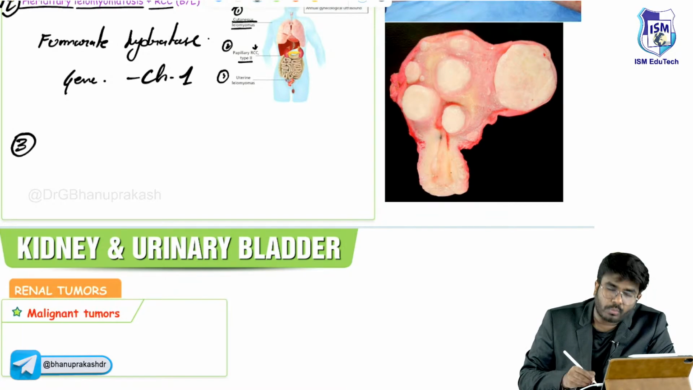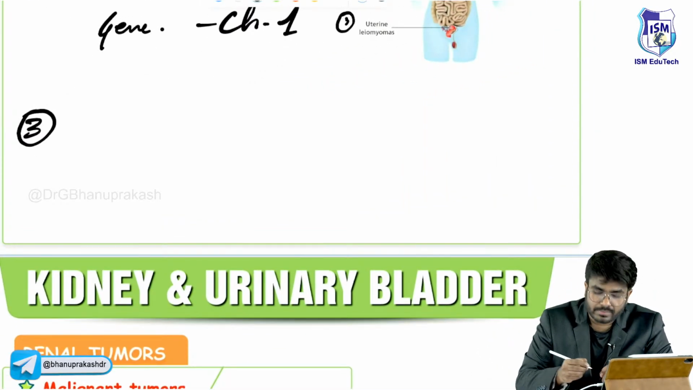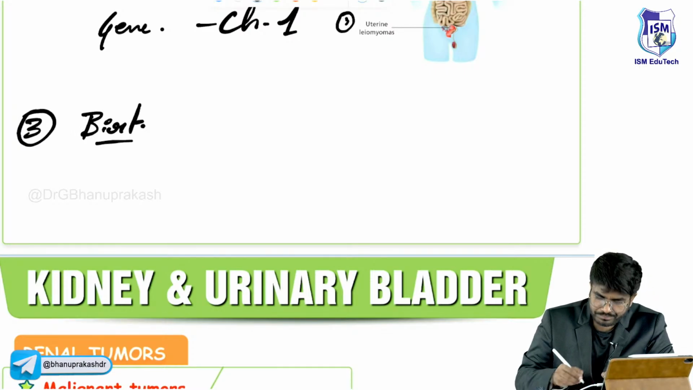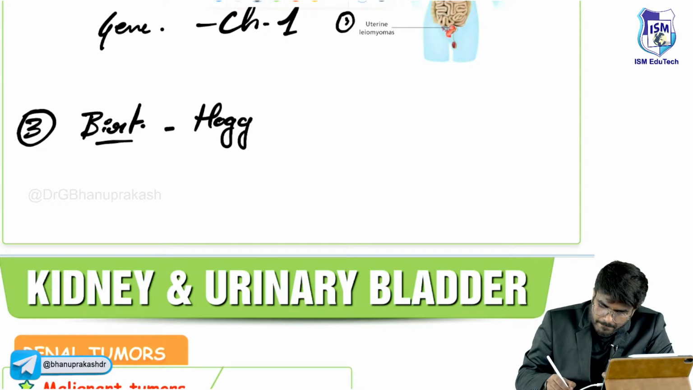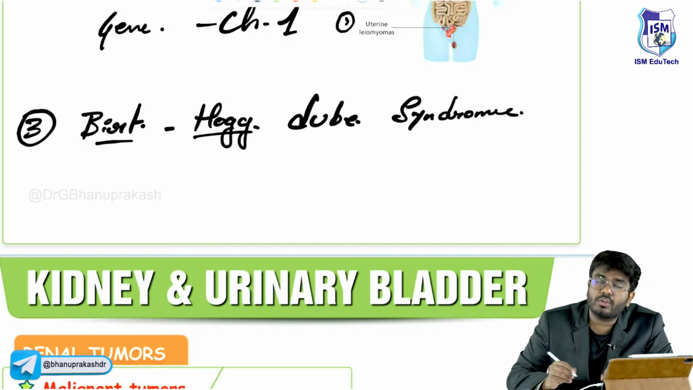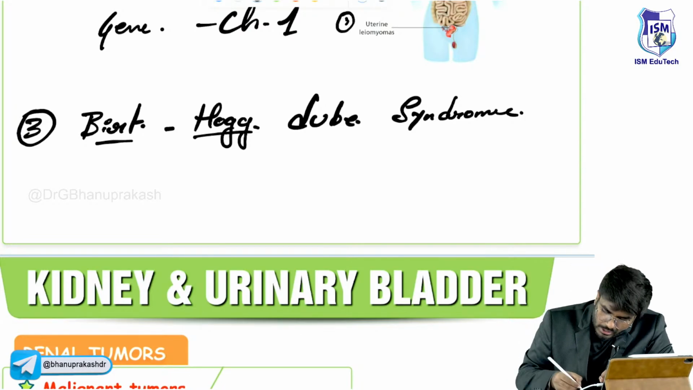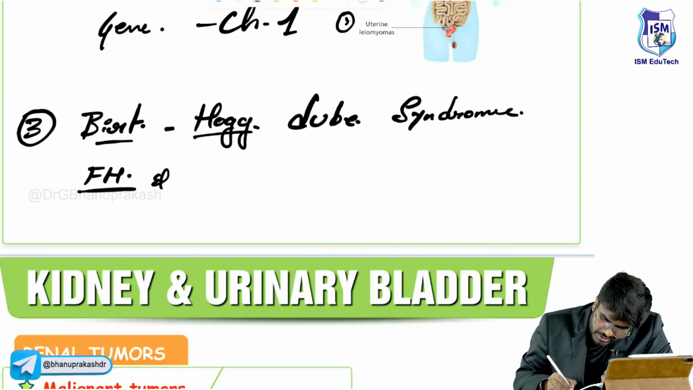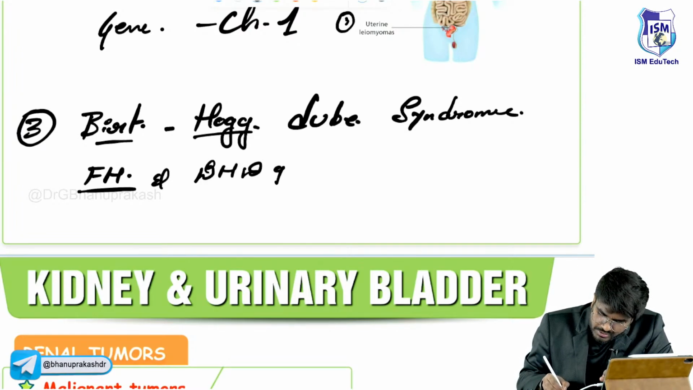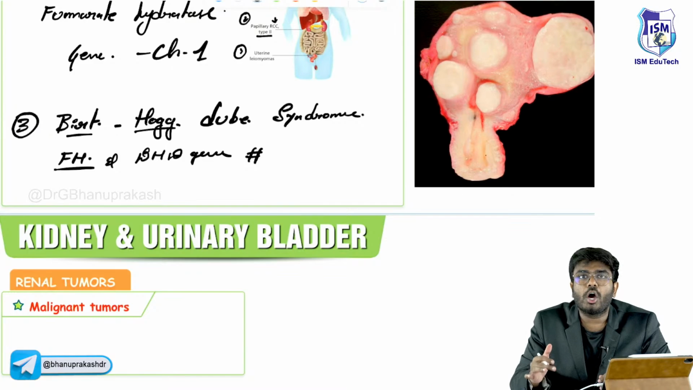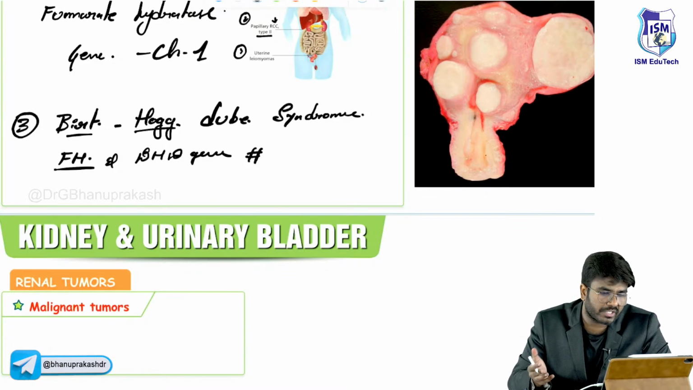The third familial syndrome, which I want you to know, is called Birt-Hogg-Dubé syndrome. So what exactly is this Birt-Hogg-Dubé syndrome, sir? Here also, the fumarate hydratase gene mutation, the same fumarate hydratase gene mutation, and one more gene mutation, that is the BHD gene mutation. BHD means Birt-Hogg-Dubé. So Birt-Hogg-Dubé gene mutation, fumarate hydratase gene mutation on chromosome number 1.